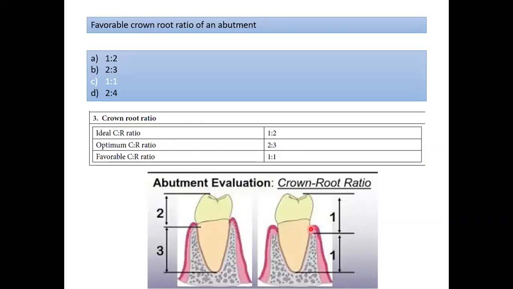For you to have an ideal abutment, it is 1 is to 2. For you to have a favorable one, it is 1 is to 1. If it is not satisfying any of these three, it goes into an unfavorable condition, where you should include one more abutment for giving a prosthesis.